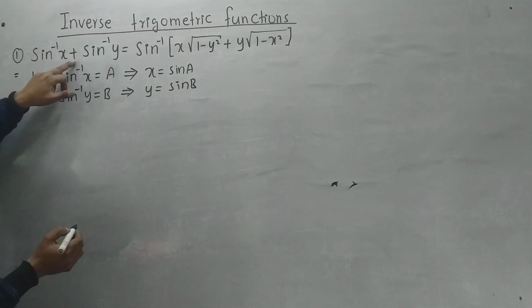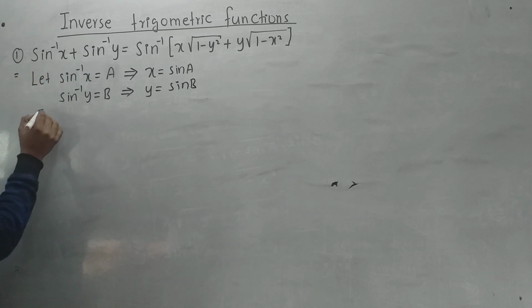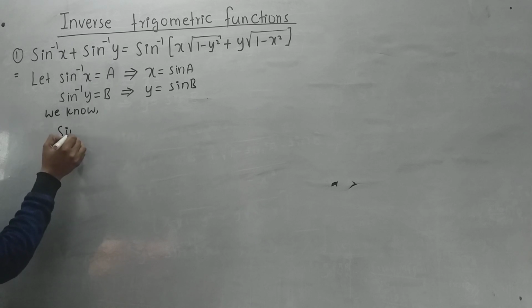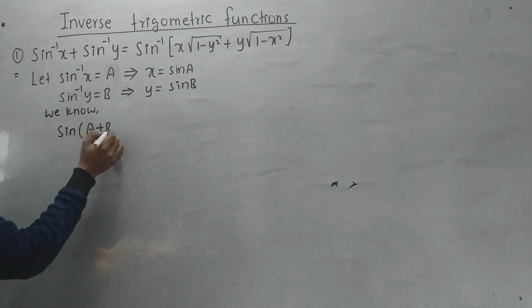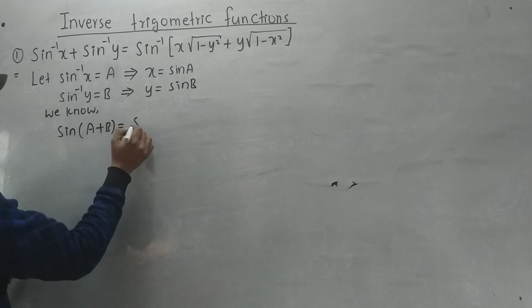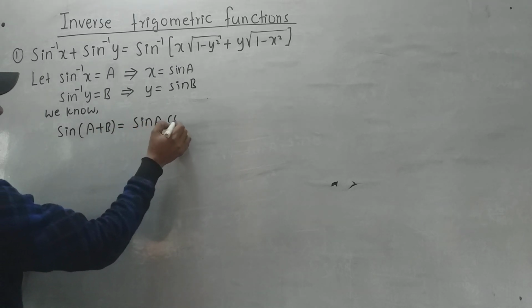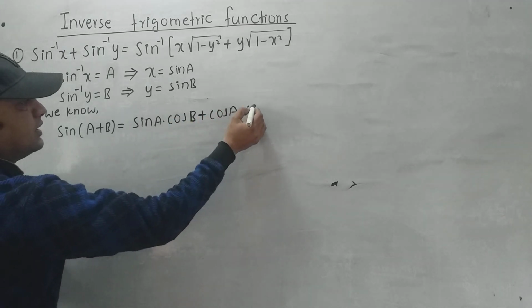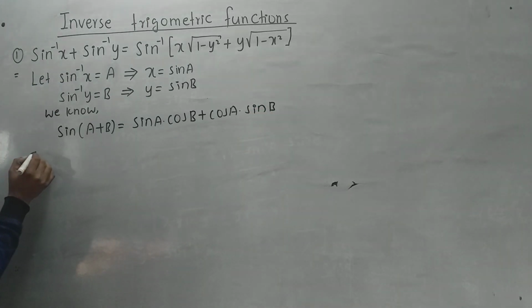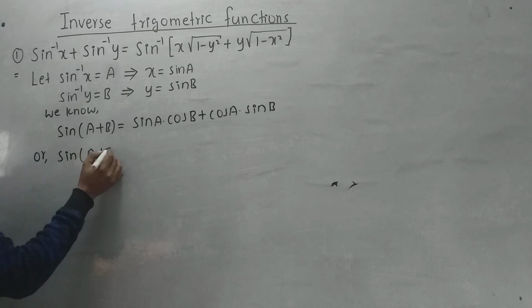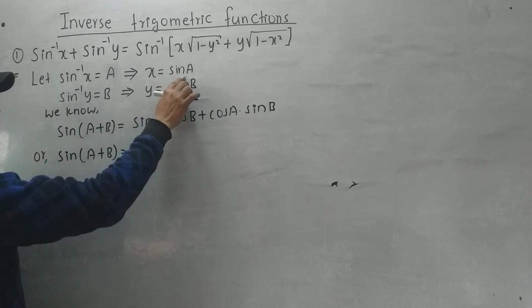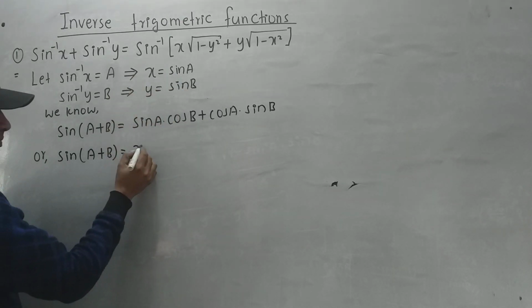Here the sign is plus, so we are going to use the formula for sine of A plus B. We know the formula for sine of A plus B will be sine A cos B plus cos A sine B. Sine of A plus B remains the same. So what is the replacement for sine A? For sine A you can write x.